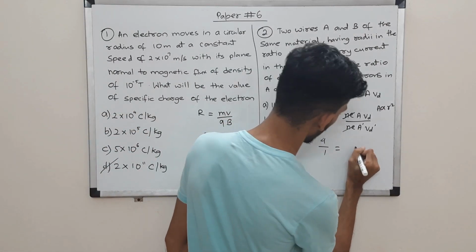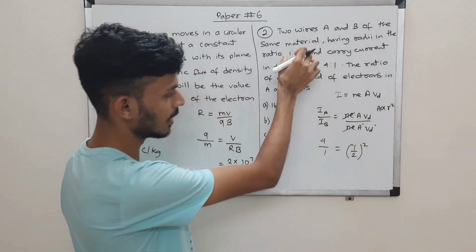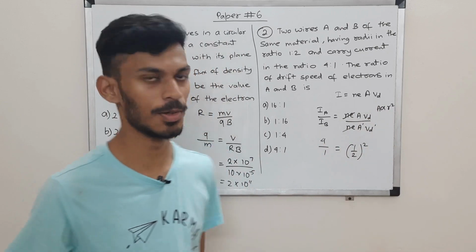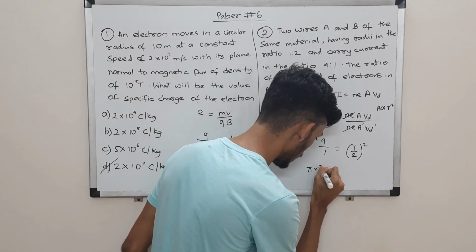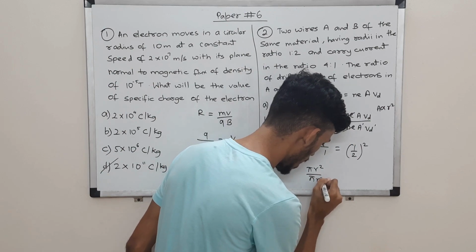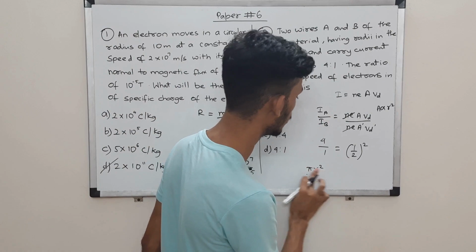So I think yes, it's 1 by 2 and that will be squared. Okay, this is for radius. Radius squared is proportional to area, so we have to write it. Basically you can write area as pi R squared divided by pi R dash squared, right? Now the radii are in the ratio 1:2, so that's squared.